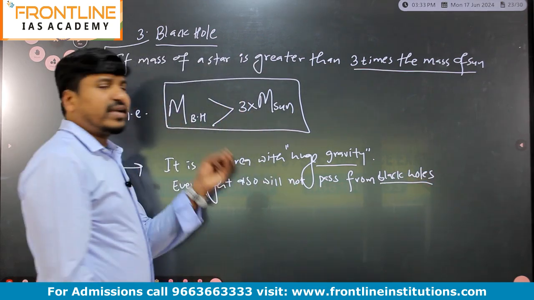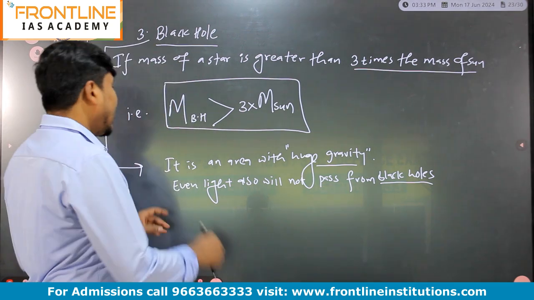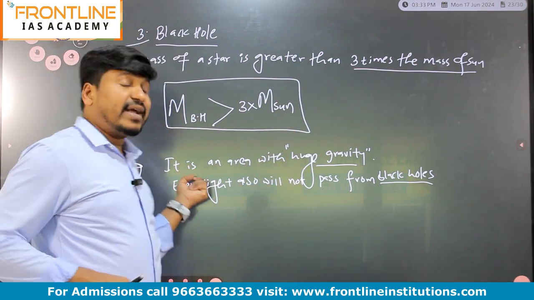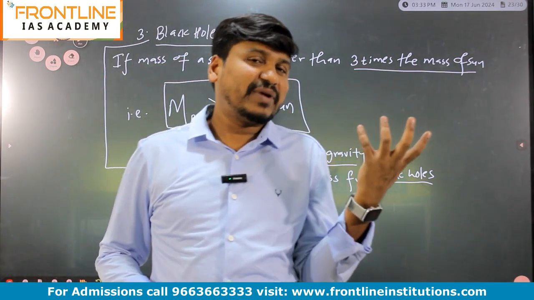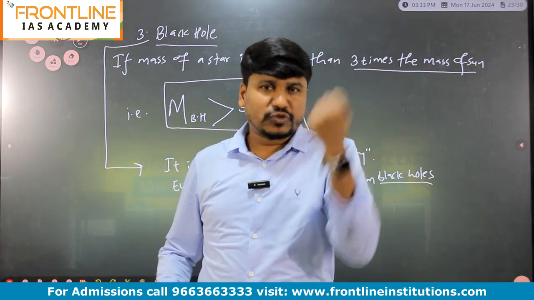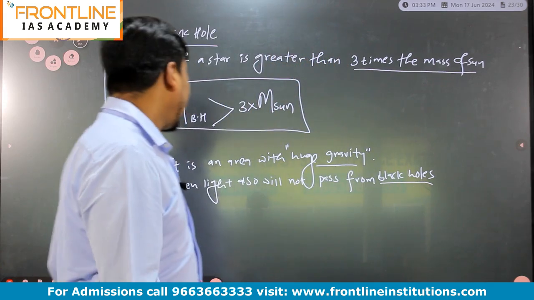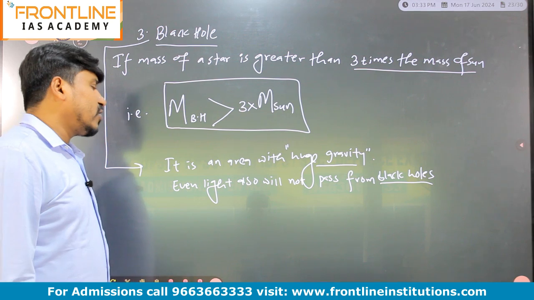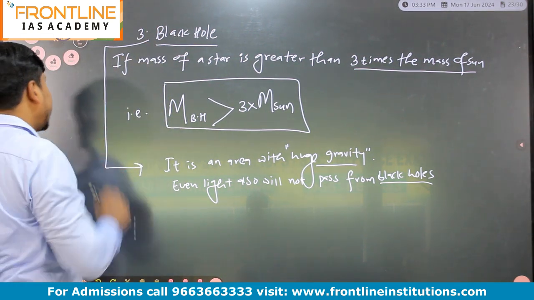So a black hole is an area with huge gravity, right? And this area has huge gravity. Even light will not pass from this area. Just imagine how much gravity that area might be having. When the light comes to that area, it attracts and absorbs it, but it will not allow the light to pass from that particular area. So even light will not pass from a black hole or from such areas. Very important.